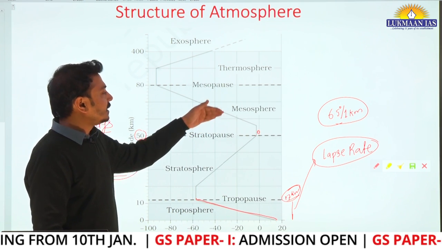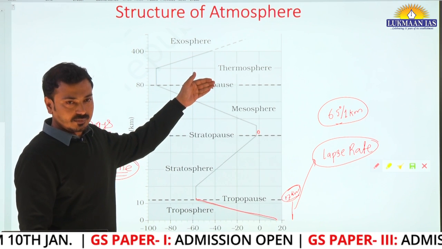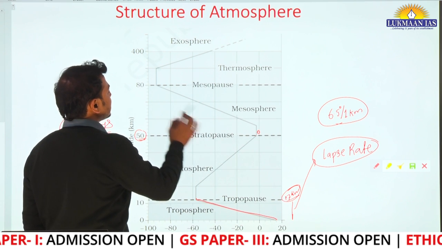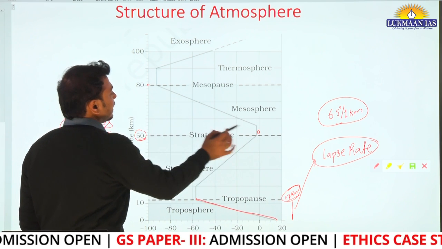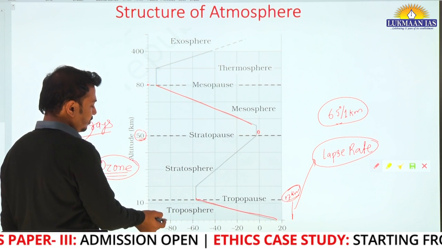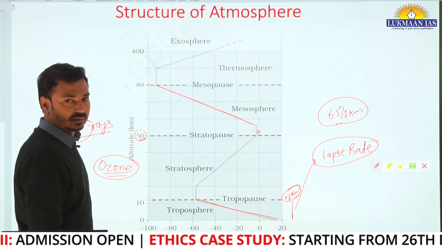Now, beyond that, there is the mesosphere. Okay, beyond that, there is the mesosphere. And the mesosphere is extending up to 80 kilometer. And here again, the temperature is falling at a very fast rate, even below minus 80 degrees Celsius.